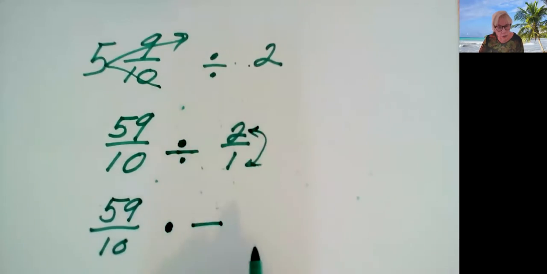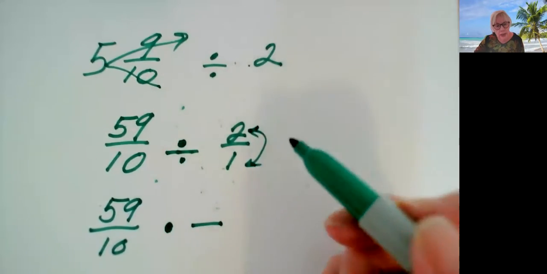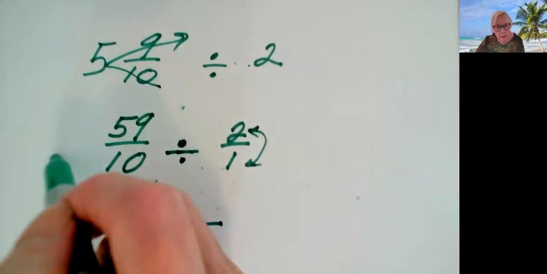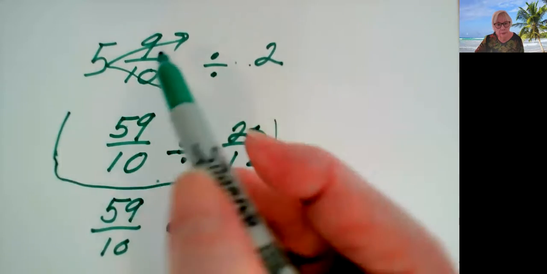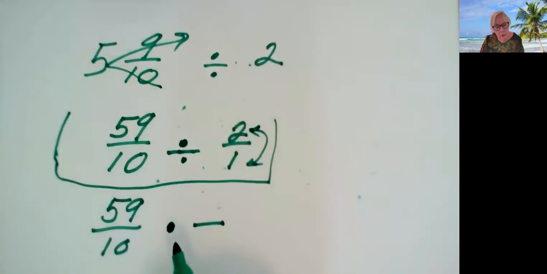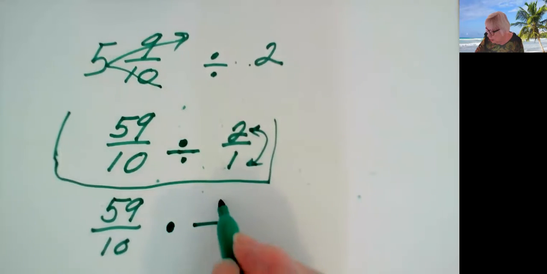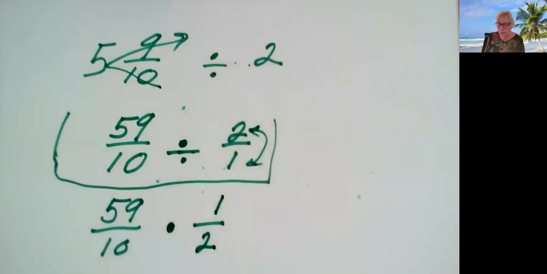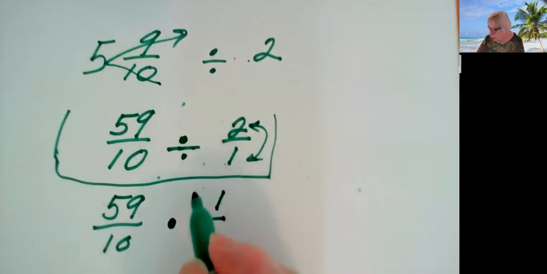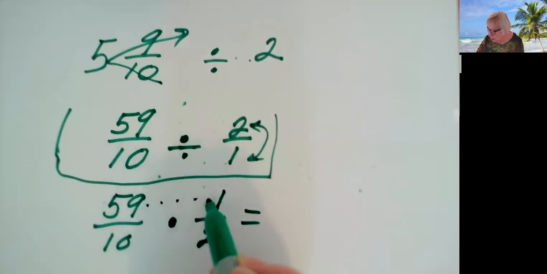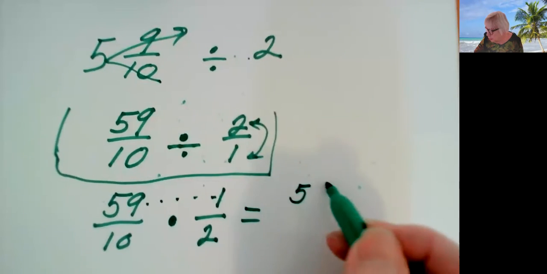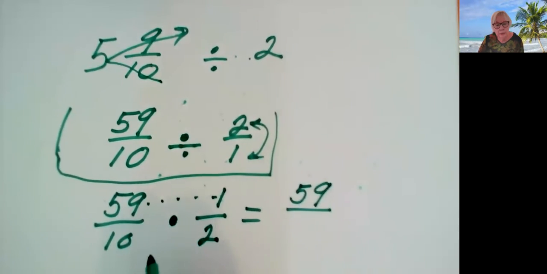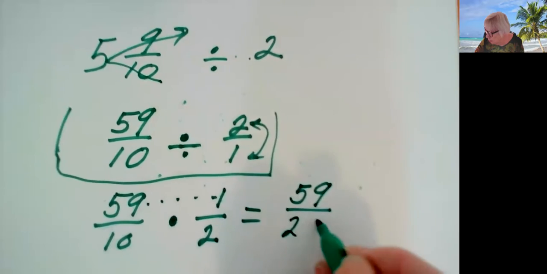You can see you can get snarled up. So I think it's best to make it, in other words, correct this, get it in good shape, then go ahead and make it multiply. So the first number stays, the second number inverts. Now, unfortunately, the 2 and the 59 do not cancel, and so there's nothing really to do but multiply across. 59 times 1 is 59. 10 times 2 is 20.